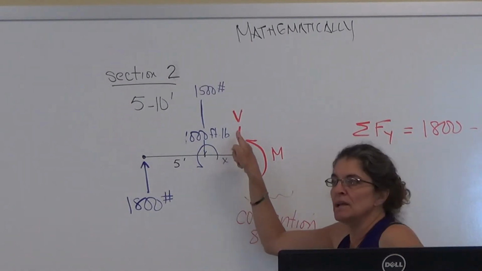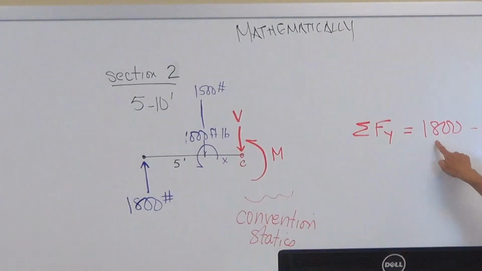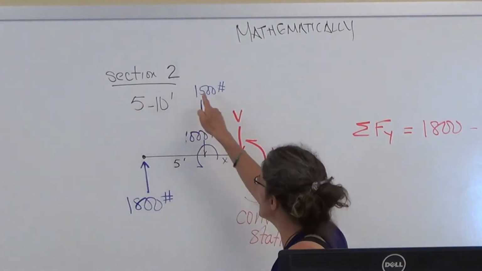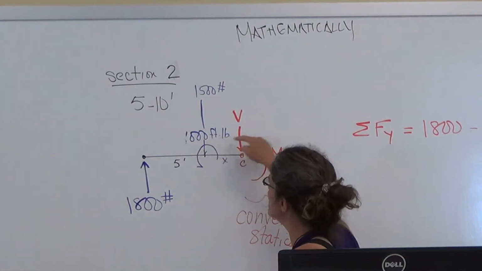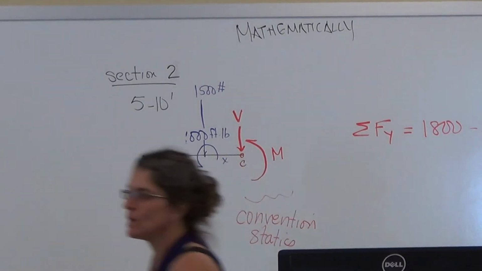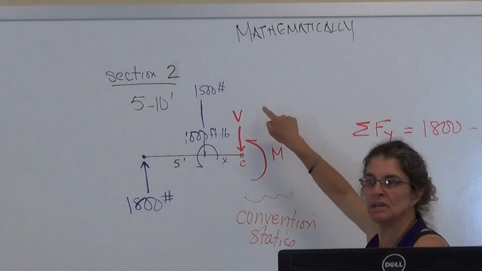By using a negative V sign convention, it gives me the actual force that I'm following when I go up. I go up 1,800. I come down 1,500. I'm left with 300, right? When we drew the shear diagram, we went up 18, down 15, and we got a 3. The only way I can get a V value following this is if I use a convention that's putting V in the negative.